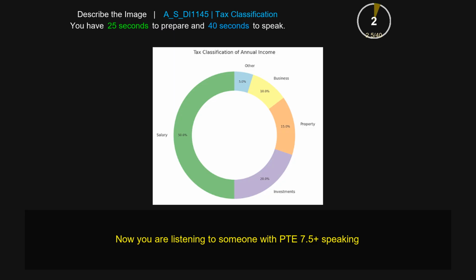The pie chart gives us information about classification of annual income, where salary has become the highest point, around 50%. Then the following one is investment, which is around 20%, and then property at 15%. And we have also seen 10% for business and 5% for other, which is the lowest percent of the pie chart.